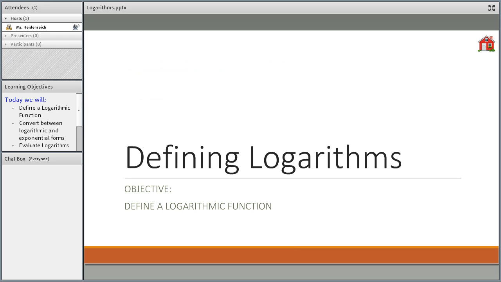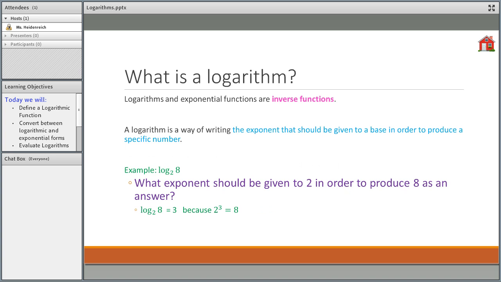Okay, so let's get started here with defining our logarithms. A logarithm is the inverse function to an exponential function. It's a way of writing the exponent that would be given to a base in order to produce a specific number. So it is true that a logarithm is an exponent, if you think about it, because it's the exponent that should be given to the base in order to produce a specific number.